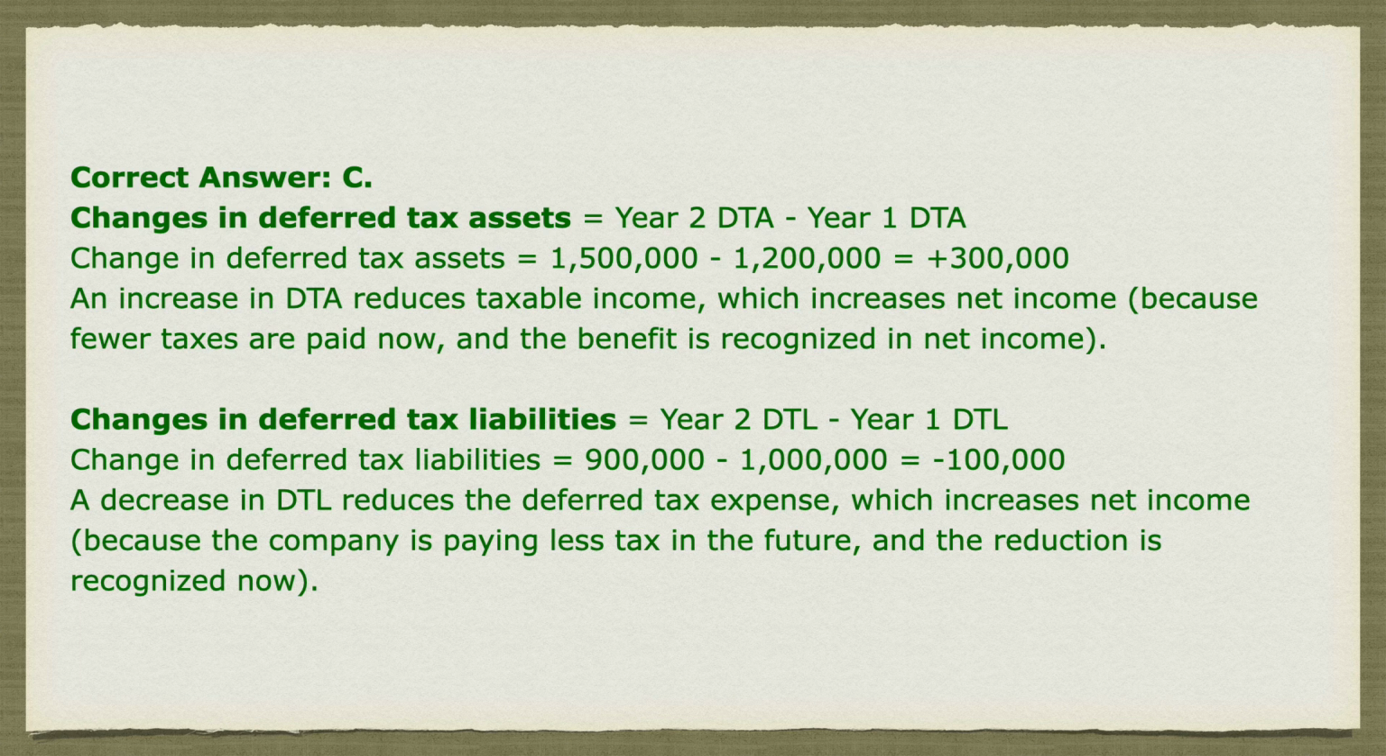Change in deferred tax liabilities equals year 2 DTL minus year 1 DTL, which is 900,000 minus 1 million, equals negative 100,000. A decrease in DTL reduces the deferred tax expense, which increases net income because the company is paying less tax in the future, and the reduction is recognized now.